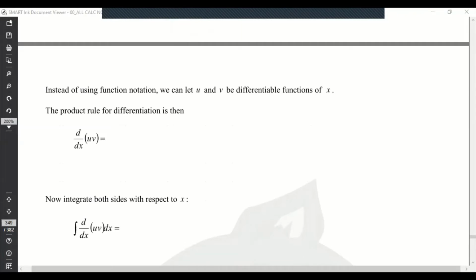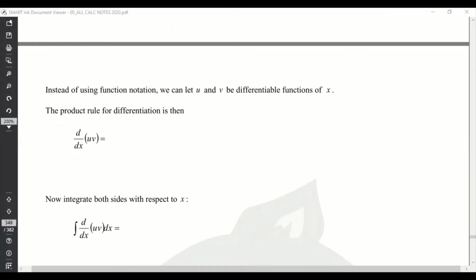So we often will use a simpler notation than have all of this in terms of f instead of function notation. More commonly, we will see this using u and v. So if we let u and v be differentiable functions of x, then your product rule: the derivative of u times v is u times dv dx plus v times du dx.